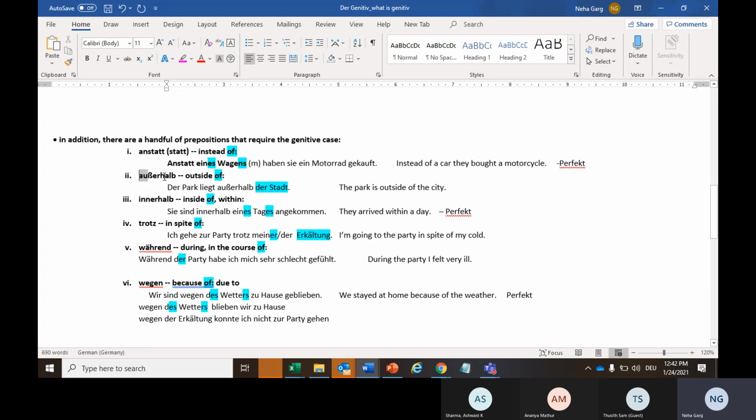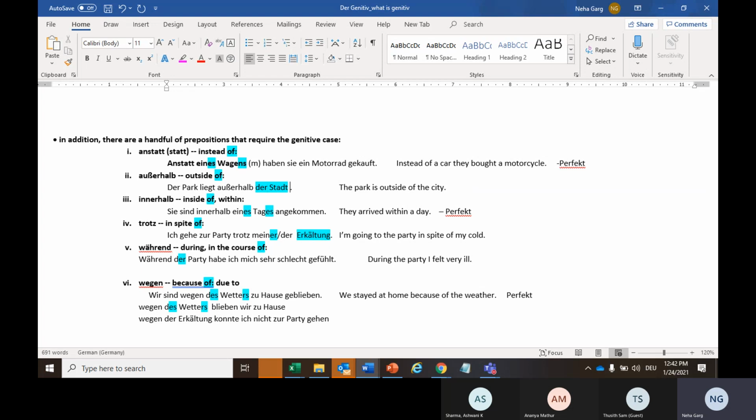Then we have außerhalb, outside of. Outside of in the sense of when you're talking about the area inside of something or outside of something, in the sense of area or the radius or diameter. So der Park liegt außerhalb der Stadt.